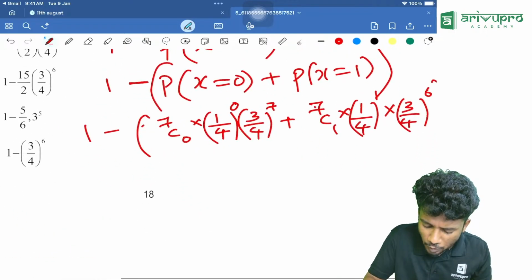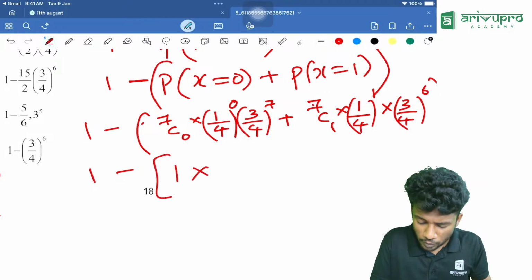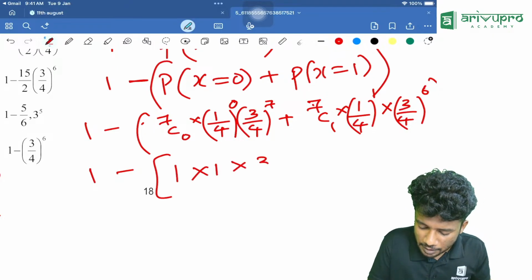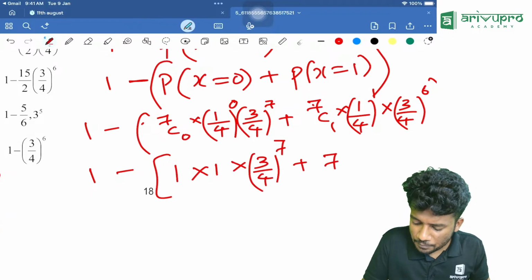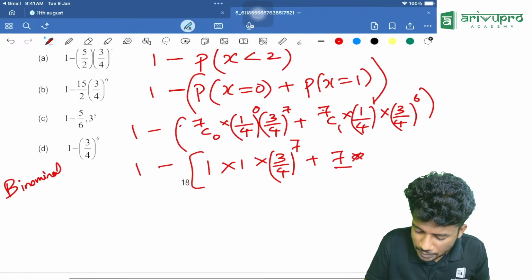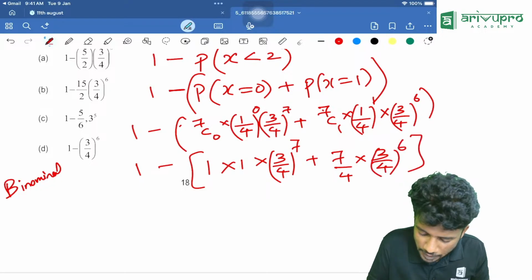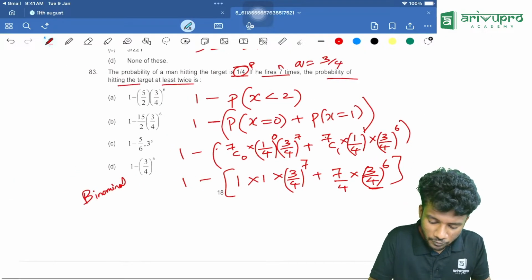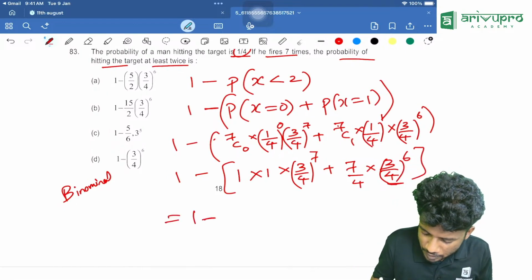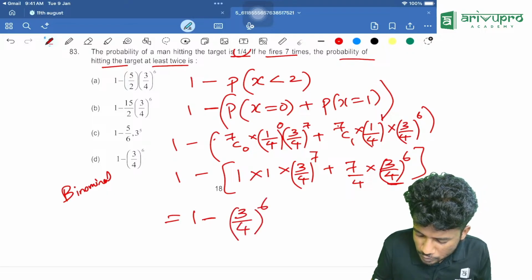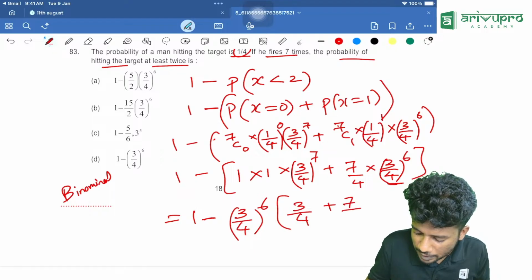6. Now, which is equal to 1 minus... 7C0 is nothing but 1. 1 by 4 the whole raised to 0 is nothing but 1. Then 3 by 4 the whole raised to 7 is remaining. Plus 7C1 is nothing but 7 into 1 by 4 is remaining. That means 7 by 4 is remaining into 3 by 4 the whole raised to 6. Now we will take 3 by 4 the whole raised to 6 common outside. So it will become what? 1 minus 3 by 4 the whole raised to 6. What is remaining here? 3 by 4 will remain here, 7 by 4 will remain.